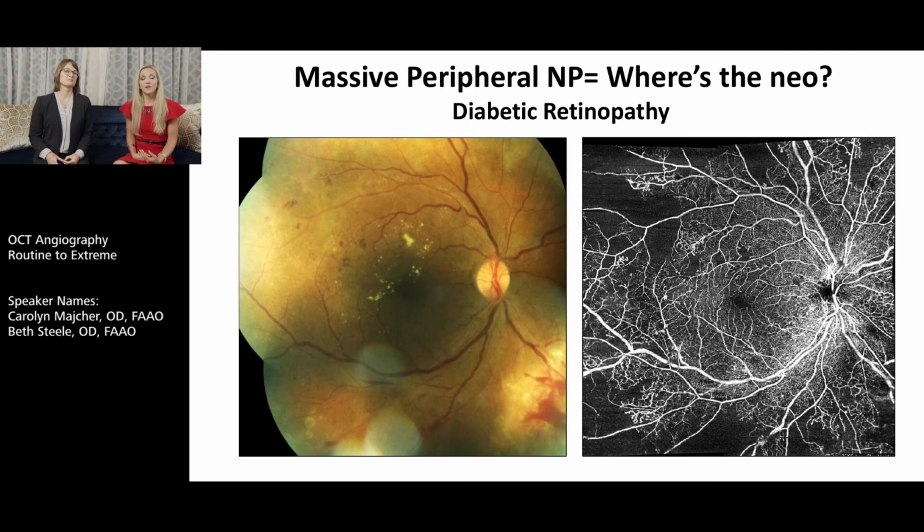And so this is one of my patients with proliferative diabetic retinopathy. And I think what's really shocking about the OCT angiography, and this is a montage, a 14 by 14 millimeter scan, is that there's massive peripheral and mid-peripheral non-perfusion that we're not able to see with our clinical examination or with color fundus photography here on the left.